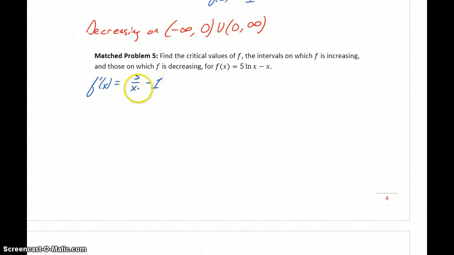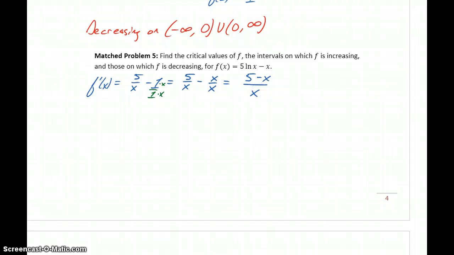So now what we want to do is actually add these together, which we can do by getting a common denominator. So keep in mind any number can be written as a fraction over 1. So our common denominator here is going to be x. So we'd multiply both the numerator and denominator by x to get 5 over x minus x over x, which will give us 5 minus x over x.